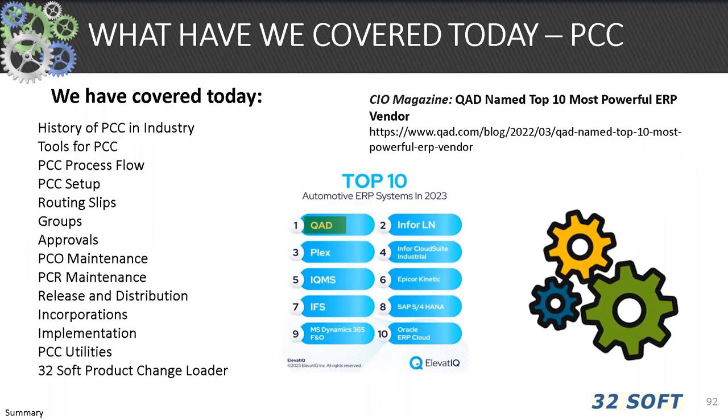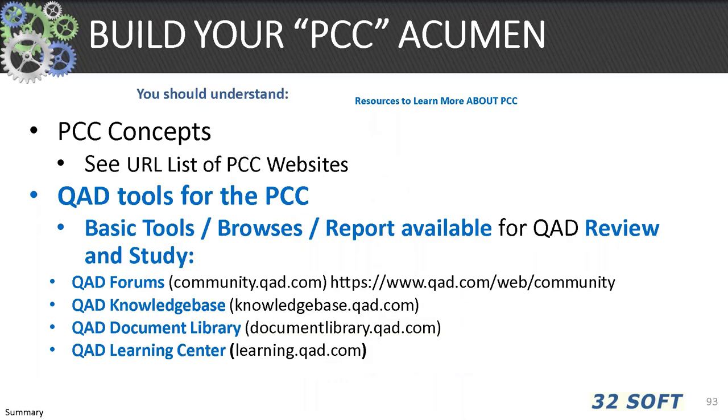So what have we covered today? We've covered a little bit about the history of product change, some tools. We looked at the PCO process, the flow, setup, routing slips, groups, approvals. We looked extensively at the PCO maintenance, then release and distribution, incorporation, implementation, and some utilities with a quick look at the product change loader. Product change control is a complex process. We should want to build our PCC acumen over time.